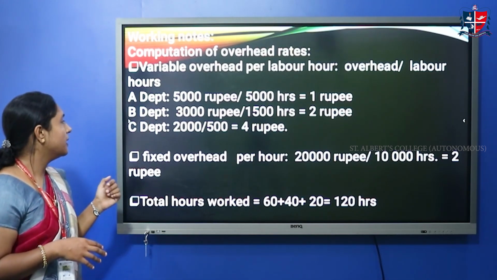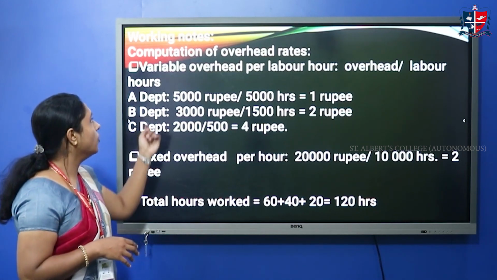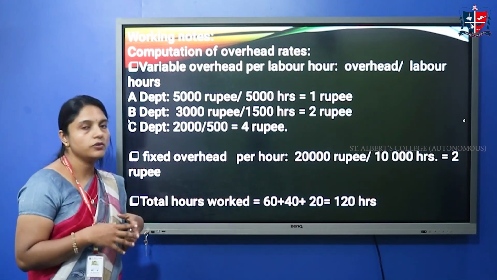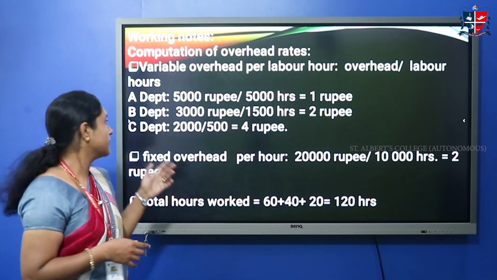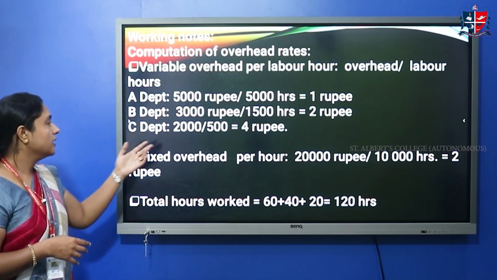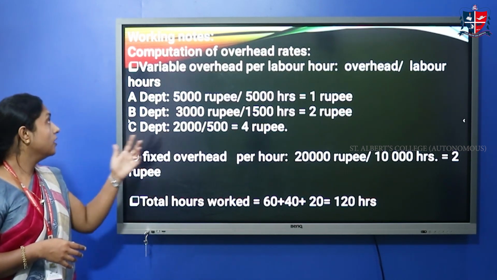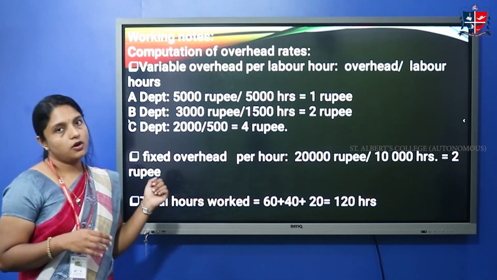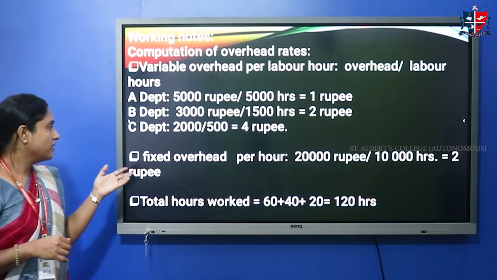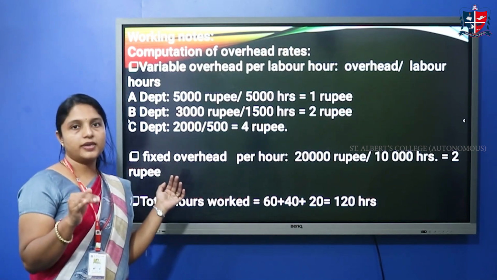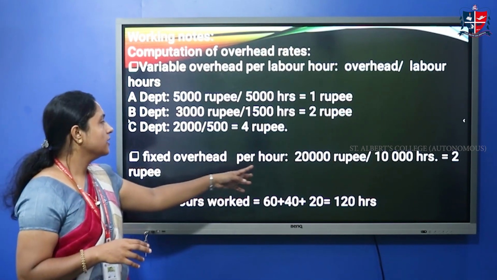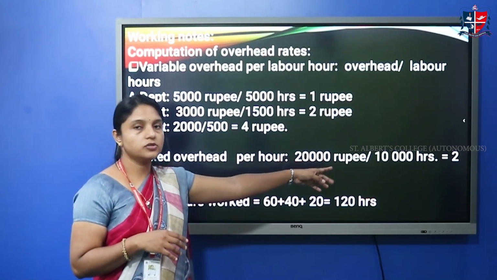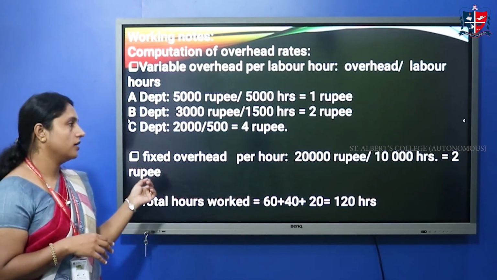Likewise, in case of department B, 3,000 rupees is the total overhead. It is divided by the labor hours, that is 1,500 hours. Then we will get 2 rupees per hour. Next, in case of C department, 2,000 rupees is the overhead. It is divided by the 500 labor hours. Then we will get the 4 rupees per hour rate. Likewise, in fixed overhead, we also calculate the per hour rate. So we divide the 20,000 rupees as the total of fixed cost by the 10,000 hours. Then we will get 2 per hour rate.